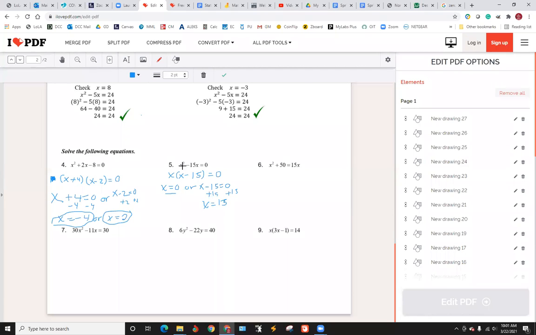And you can kind of see fairly easy that the 15 works because 15 squared is the same as 15 times 15, and there's a negative in between there. So I think that's 225. What is that? 15 times 15, I think it's 225. Yeah, so that ends up being 225 minus 225. So we got another solution. All right, so give 6 a whirl.